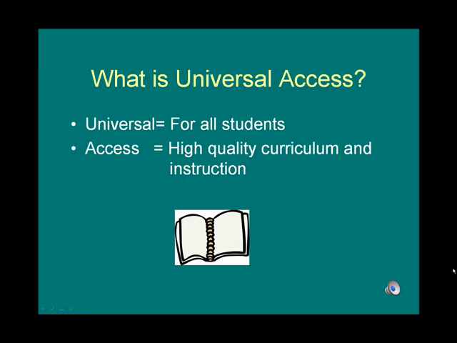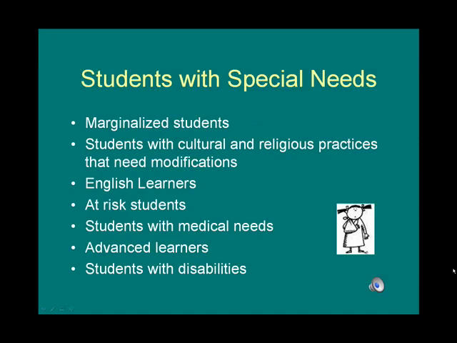Universal access refers to a concept that applies to all content areas, not just PE, where we ensure that we're providing high-quality curriculum instruction to all students. And all students include students with special needs. Students with special needs include a variety of students in a PE class.